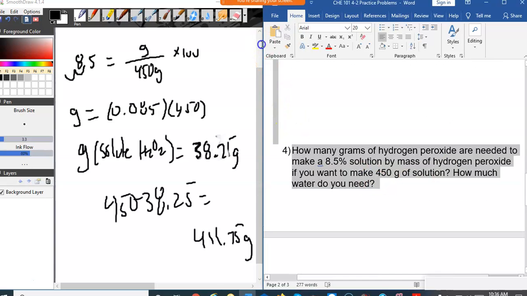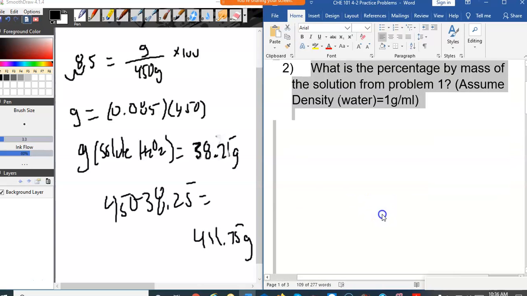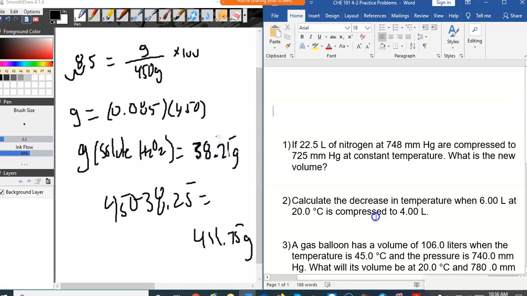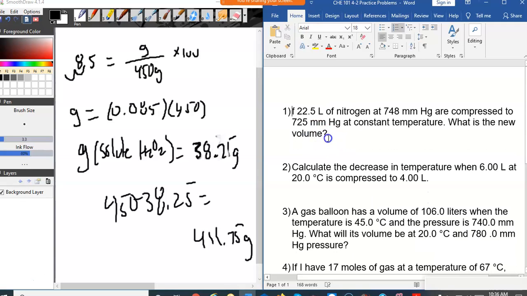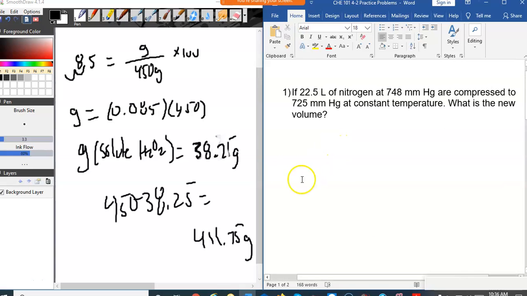All right, and then let's delete all that. This problem sheet is on D2L? I haven't put it there yet, but I will. There is another problem sheet there for all these chapters. So I'm just doing other problems other than what we have online, additional problems.